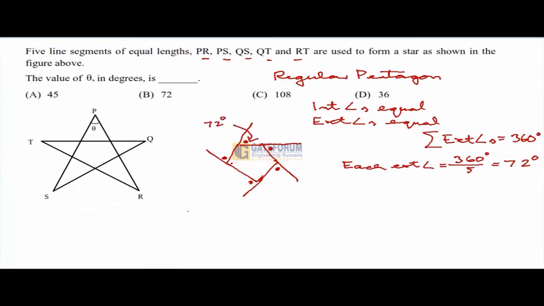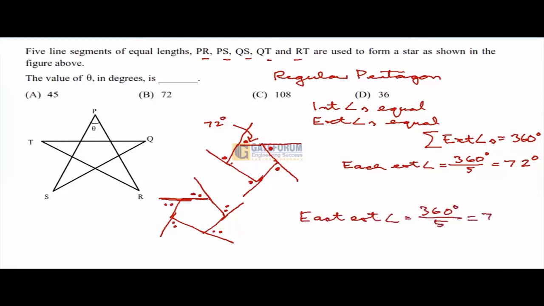Now let us consider the second set of exterior angles for the regular pentagon. See, the second set of exterior angles are these ones. Because this is a regular pentagon, all the exterior angles are equal. So we can say these 5 exterior angles are all equal to each other. Once again the summation of the exterior angles is 360 degrees, so here also each exterior angle must be equal to 360 degrees by 5, that is 72 degrees. So each of these exterior angles is equal to 72 degrees.